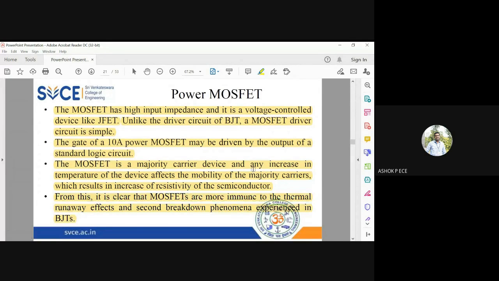So the temperature will have a serious effect on the mobility of the majority carriers. So if the majority carriers are likely to move very slowly, then the current is also going to be reduced. Okay, so this drawback is there in MOSFET. In BJT, we have the same effect, thermal runaway and second breakdown, but MOSFETs are more immune to these effects. The thermal runaway is not there in MOSFET. Second breakdown is not there in MOSFET, but temperature might play a small effect on the performance of your power MOSFET. That you have to understand.